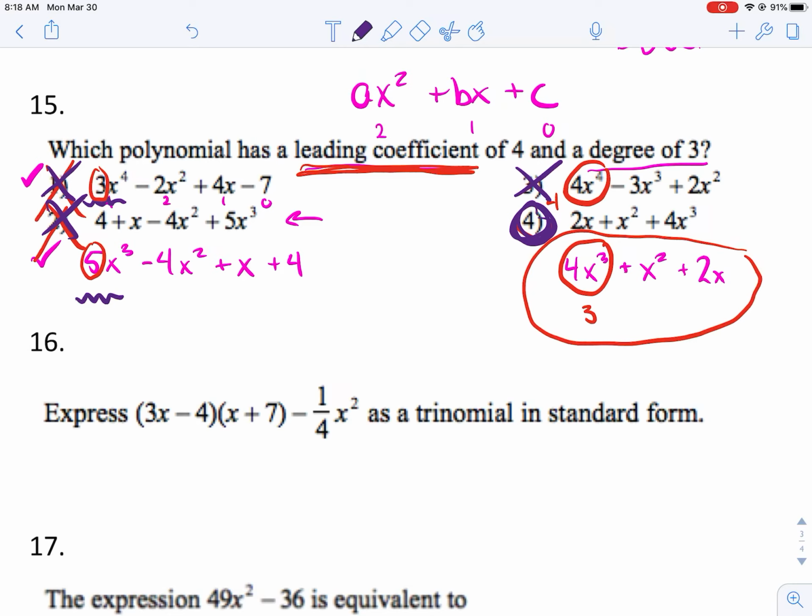Okay, and that concludes day 3 for the polynomials. All right, stay tuned. Hopefully you guys are finishing up your homework here, at least somewhere between yesterday and today, and so be sure to be checking your answers.